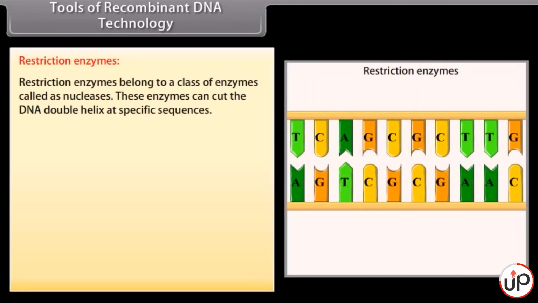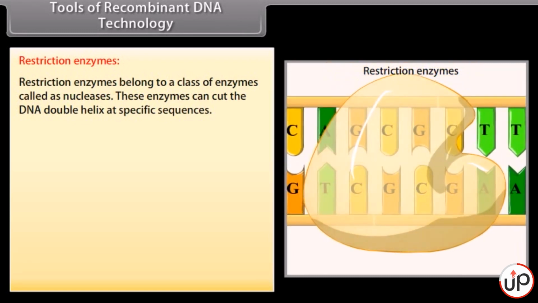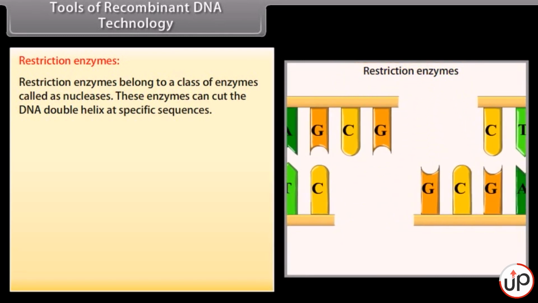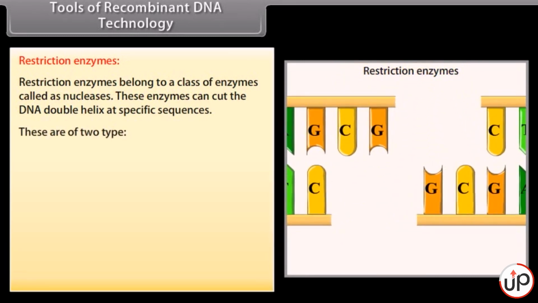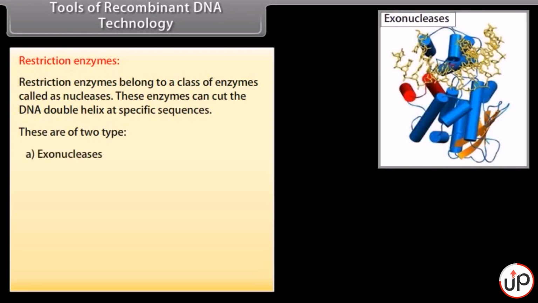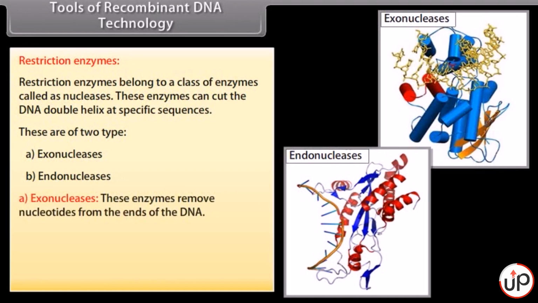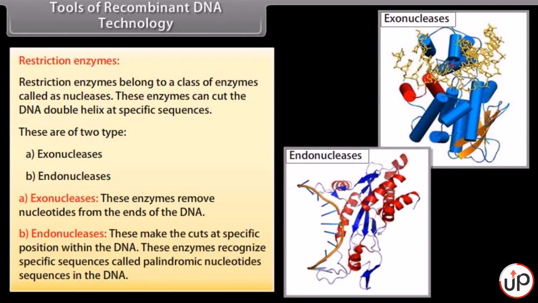Restriction enzymes belong to a class of enzymes called as nucleases. These enzymes can cut the DNA double helix at specific sequences. These are of two types: exonucleases, endonucleases. Exonucleases. These enzymes remove nucleotides from the ends of the DNA. Endonucleases. These make the cuts at specific position with the DNA. These enzymes recognize specific sequences called palindromic nucleotide sequences in the DNA.